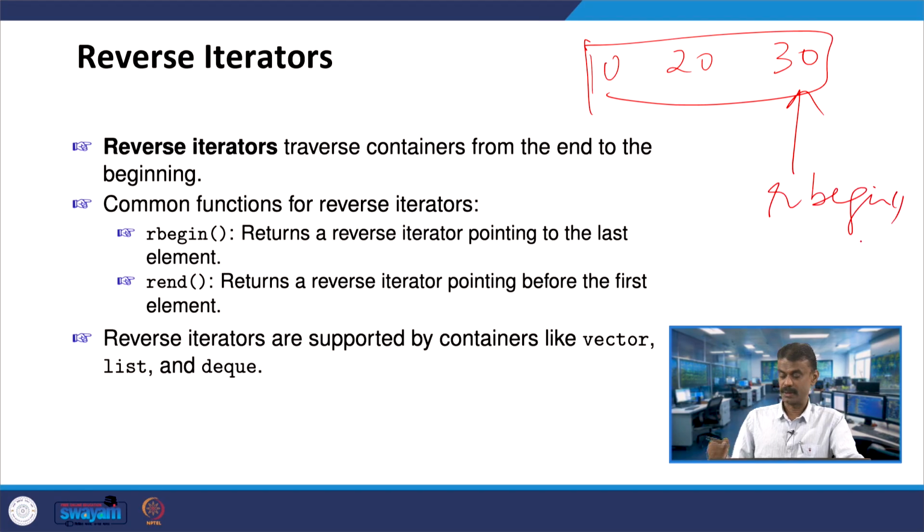the function rbegin, and this is your rend, that is reverse begin and reverse end. So, rbegin will return the reverse iterator pointing to the last element, whereas rend is returning a reverse iterator pointing before the first element, correct. The reverse iterators are supported by containers like, again the same, vector, list and deque.